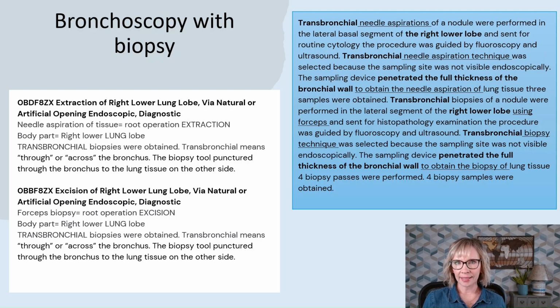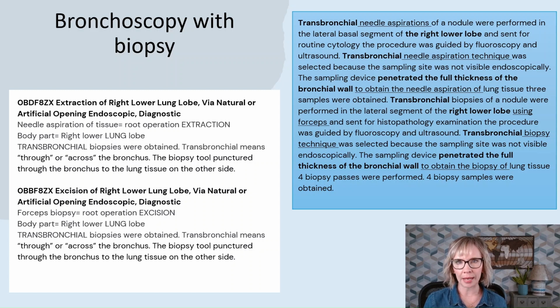In this next example, transbronchial needle aspirations of a nodule were performed in the lateral basal segment of the right lower lobe and sent for routine cytology. The procedure was guided by fluoroscopy and ultrasound. Transbronchial needle aspiration technique was selected because the sampling site was not visible endoscopically. The sampling device penetrated the full thickness of the bronchial wall to obtain the needle aspiration of lung tissue.